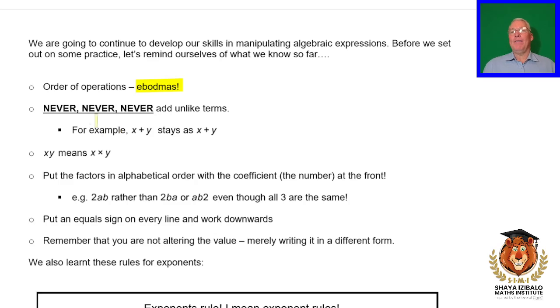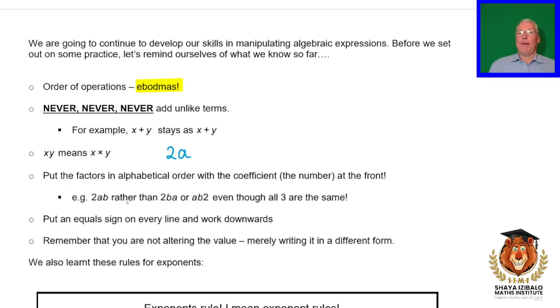We never, ever add unlike terms. So for example, x plus y just stays as x plus y. Remember that xy without a sign in between them means x times y. 2a means 2 times a.